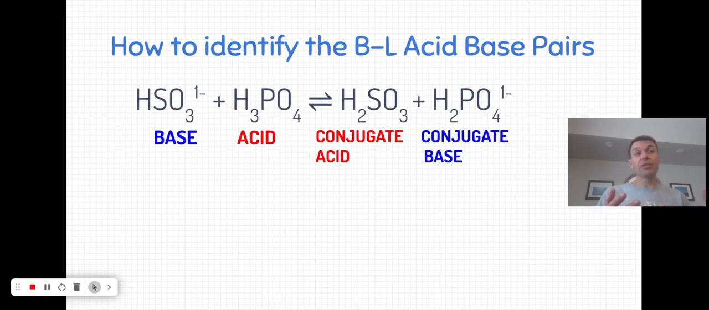We will learn later on how we know, when we have substances which could both act as acids, which way that hydrogen is going to go. But for right now, in identifying the pairs, we're just going to compare the chemicals on the left side to the right side and track the movement of the hydrogen ions or the protons.